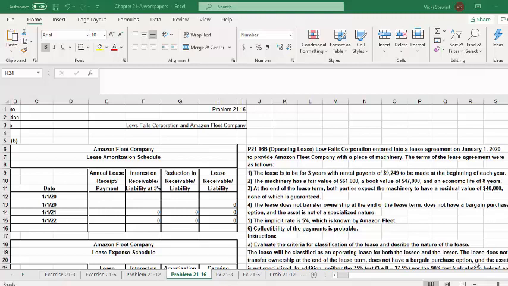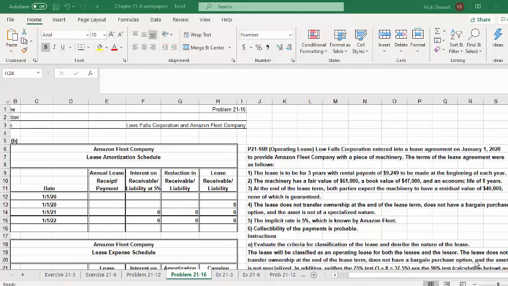This is a demonstration of problem 2116B, operating lease. Low Falls Corporation entered into a lease agreement on January 1st, 2020 to provide Amazon Fleet Company with a piece of machinery. The terms of the lease agreement were as follows.